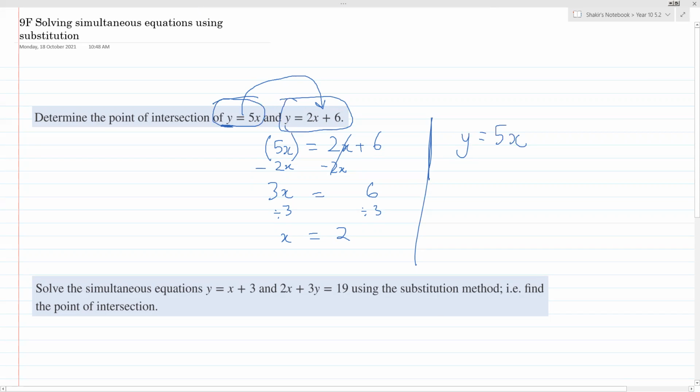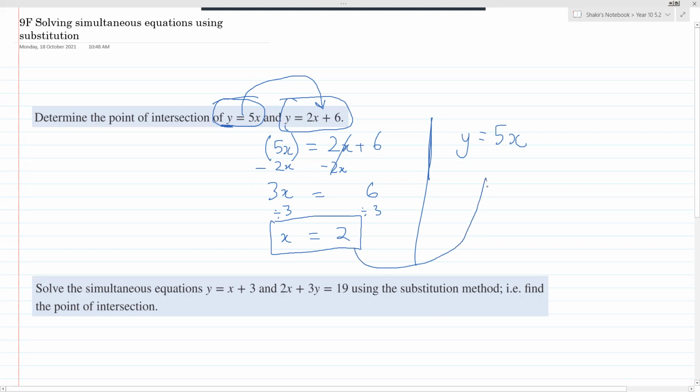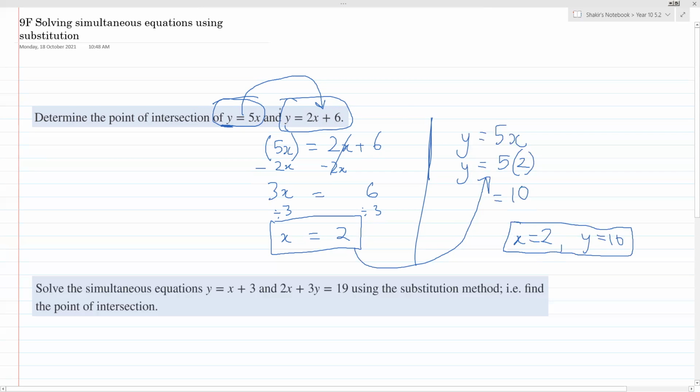It doesn't really make a difference. Over here, it's just simpler. That's why I'm using y equals 5x. It's fewer terms. But I know x is equal to 2 now. So I'm going to sub this into there. y is equal to 5, now x is 2, so I'm going to put that in, which is equal to 10. And I'm done. So x equals 2, y equals 10. That is my solution. Those are the coordinates of where these two lines meet.